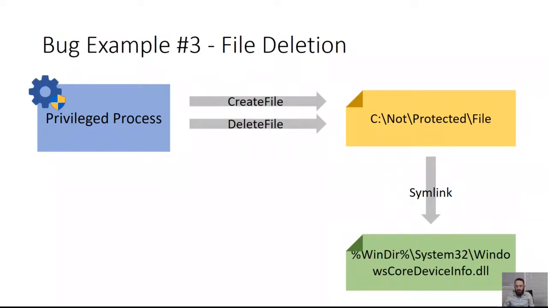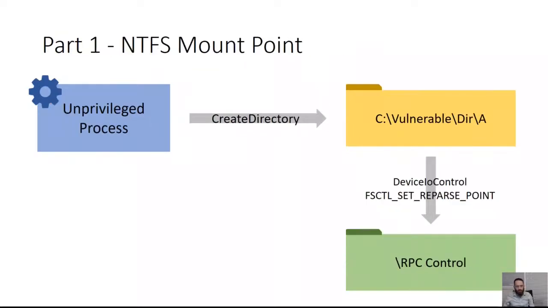To escalate to SYSTEM, you usually need another primitive, unless you just want to do some denial of service to the local machine. Let's see how this can be done. The first thing is we want to create a mount point. We take advantage of the fact that the Object Manager has a bunch of object directories.